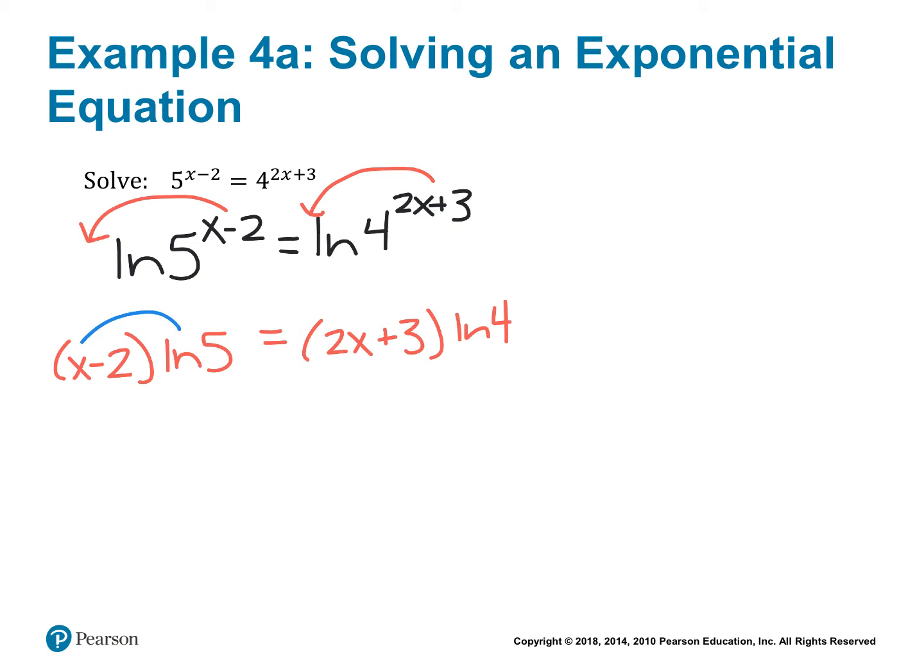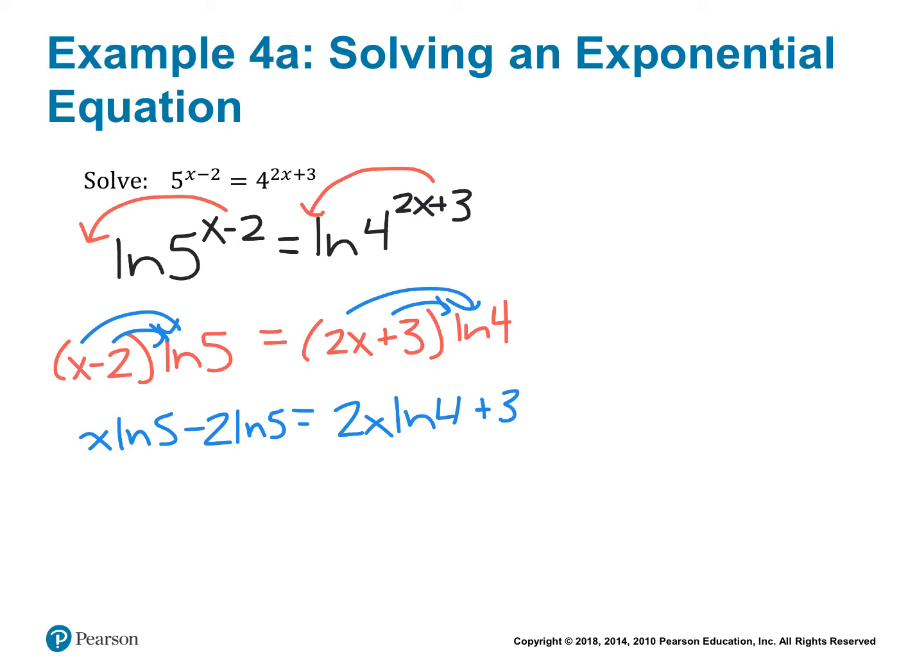And it's going to be easiest if you put the x out front. So x times the natural log of 5 minus 2 natural log of 5. And then same here. We'd have 2x times the natural log of 4 plus 3 natural log of 4.